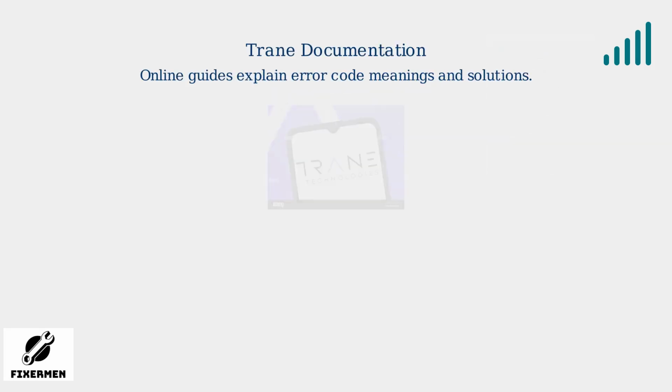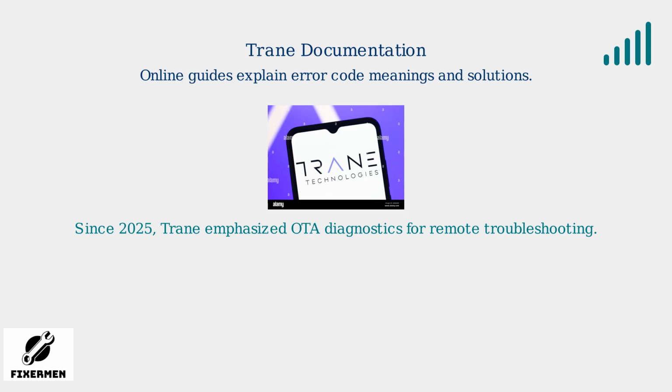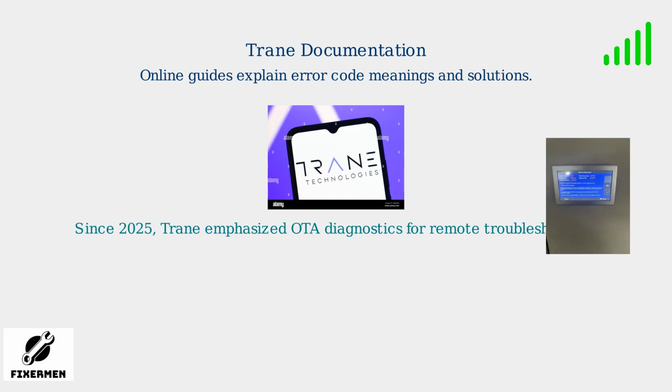Trane provides documentation online for interpreting these codes. Their manuals and support pages offer detailed explanations and step-by-step fixes. Note that since 2025, Trane emphasized OTA diagnostics, allowing remote troubleshooting. This means technicians can diagnose issues without visiting your home. Consult Trane's official support site or forums for the latest details on error codes and diagnostic procedures.